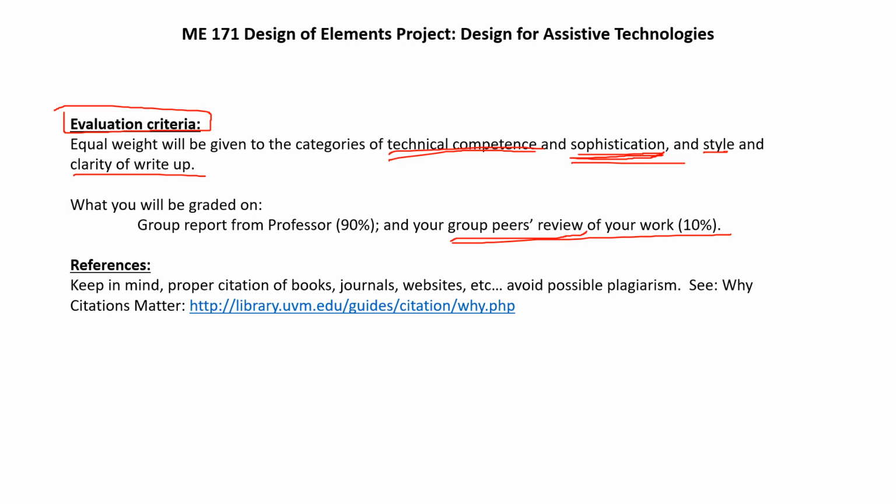Another thing to keep in mind with the write-up is proper citation of the books, journal articles, or in this case a lot of websites and talking to individuals at the companies, and how to properly cite those in order to avoid plagiarism and to give credit where credit's due for where you got the information. UVM Library does provide a great resource called Citations Matter, so I'd encourage you to take a look at that as you're beginning the citations in your references.